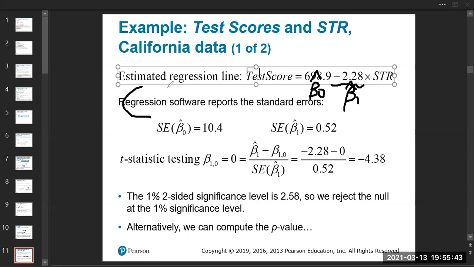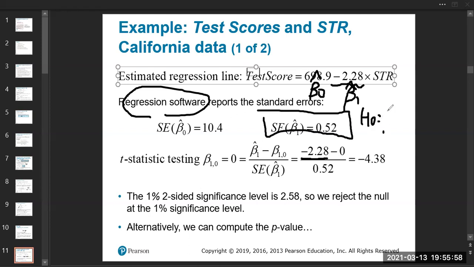And the regression software tells you the standard error. So you put the minus 2.28 here, and you're testing the null hypothesis that beta 1 equals 0, so you put 0 here. Then you divide by the standard error, which the software gave you, and you get a t-statistic that is minus 4.38. And obviously, this is significant.